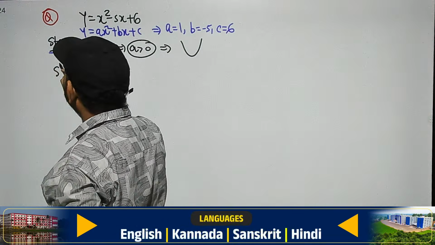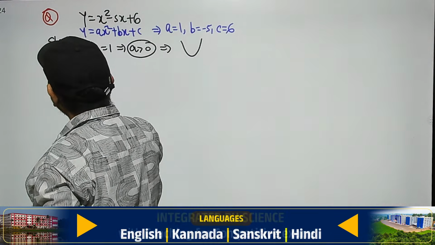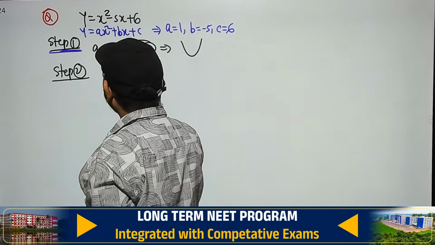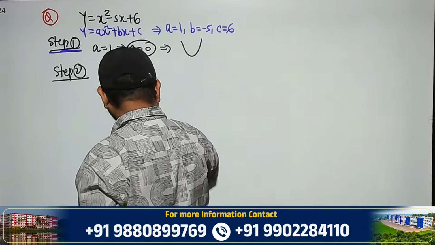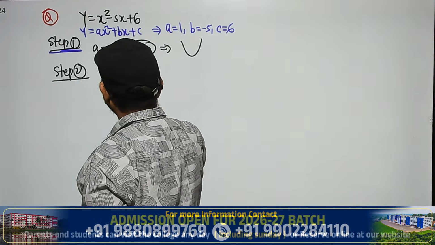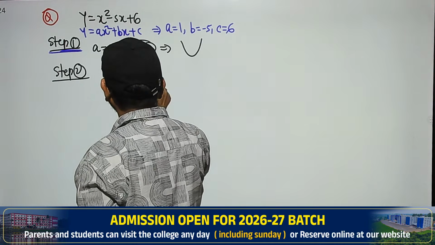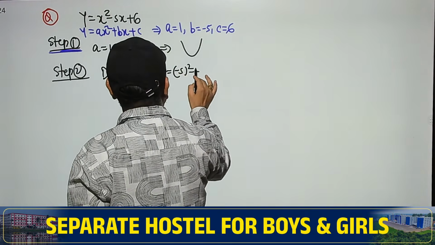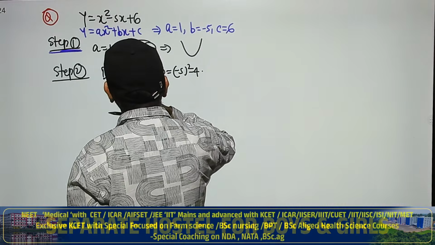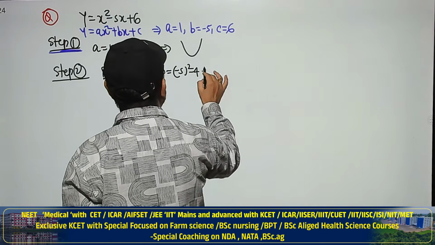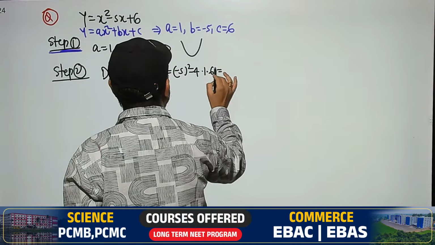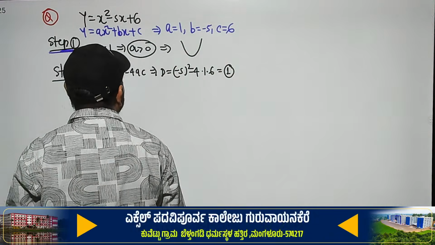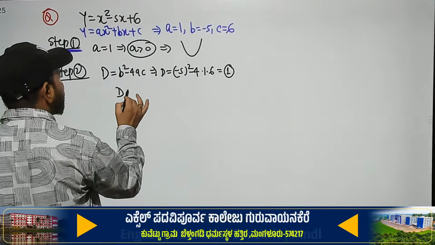Now step number 2. What do I do? Check the D. So D is equal to b square minus 4ac, I am writing the formula. So D is equal to minus 5 whole square minus 4 into a, which is 1, into c, which is 6. So it is only and only 1. Okay, correct? Yes, correct.